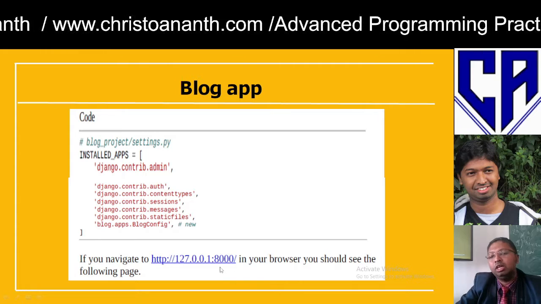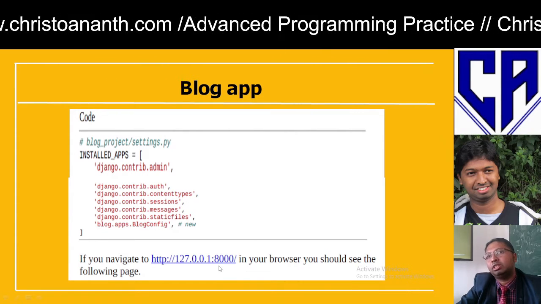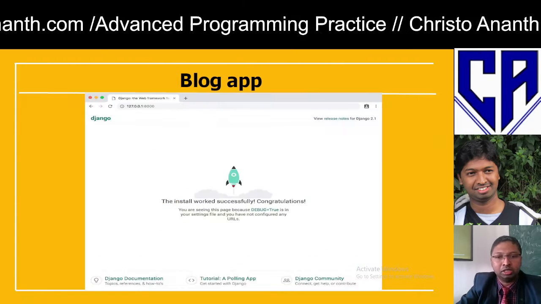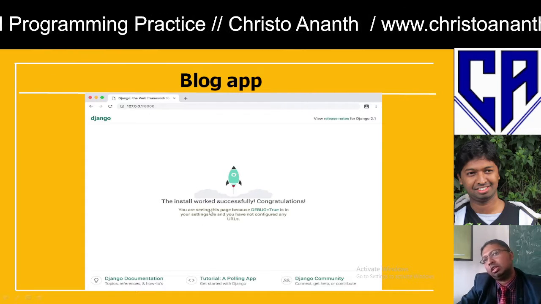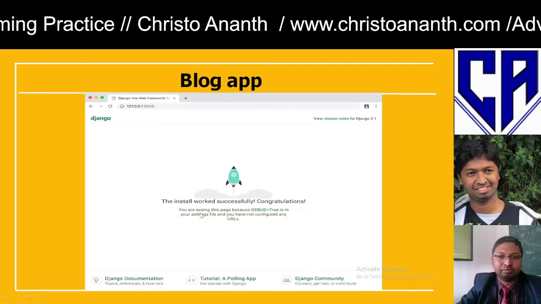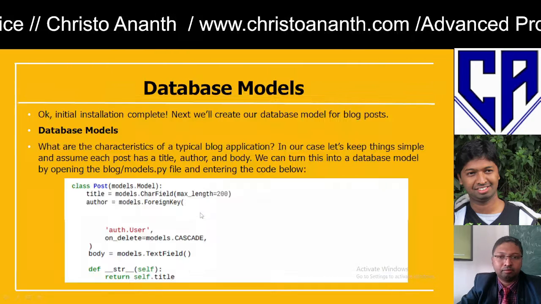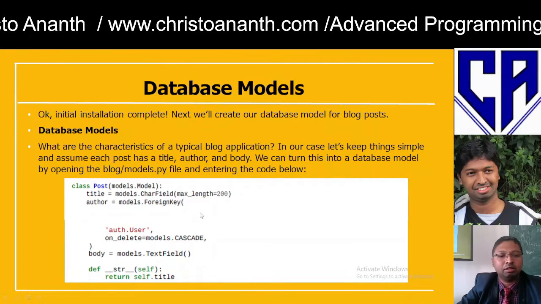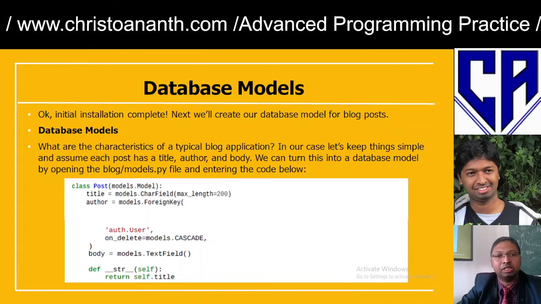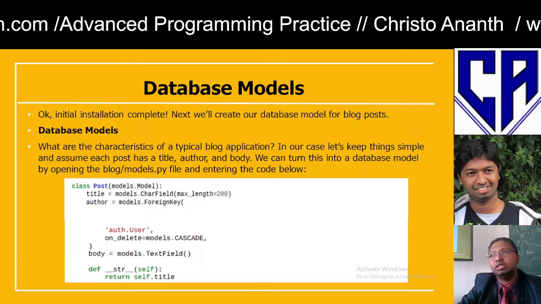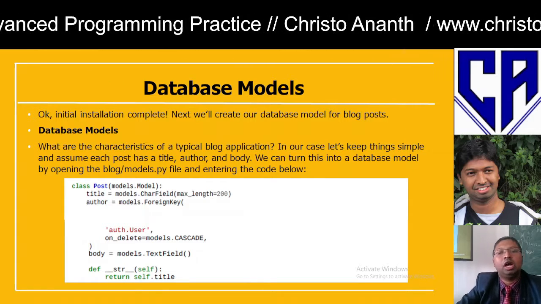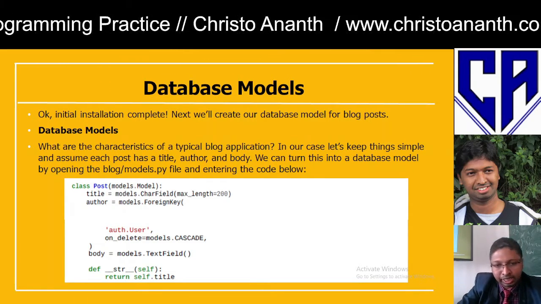Okay, so if you navigate to 127.0.0.1:8000, you will see that Django has been installed successfully. Congratulations. Then we have different database models that have to be created. So the initial installation of Django is all complete. Now you have to go with the creation of the database models.